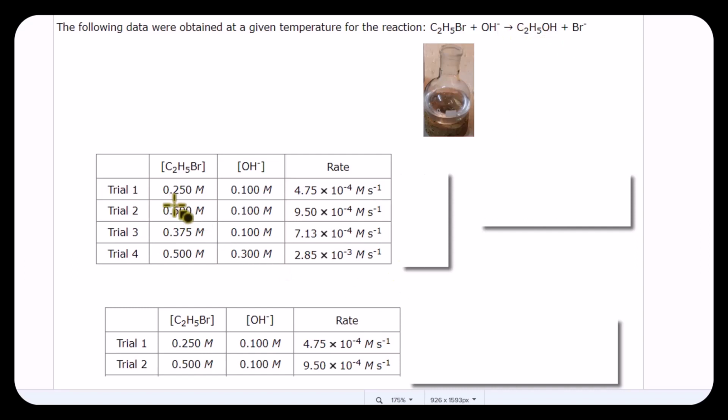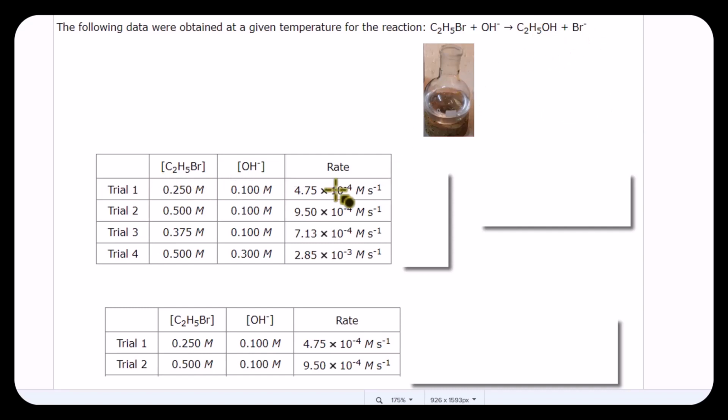And here they've done a number of trials. They had a solution of bromoethane, about 1/4 molar, and some hydroxide, a basic solution, 1/10 molar, a pH of about 13. And they found out that it reacted, that some of this bromoethane changed into the alcohol at a rate of 4.75 times 10 to the negative 4 molar each second. So each second, 0.0004 molar of these two compounds disappear, and our alcohol is made.